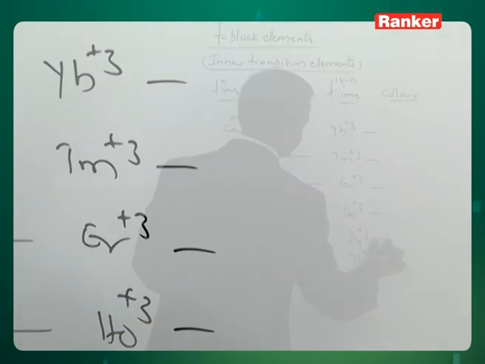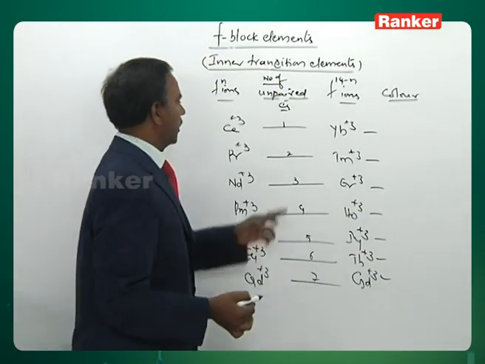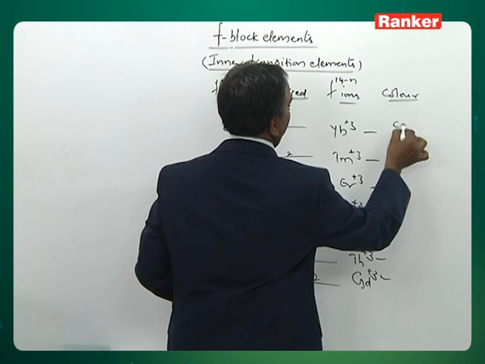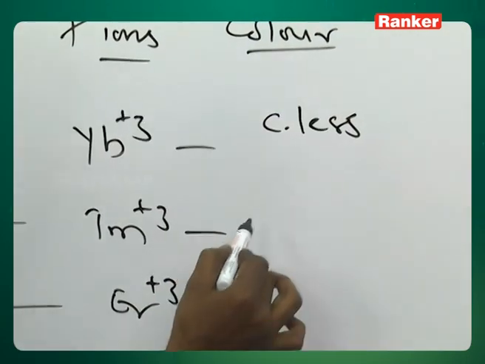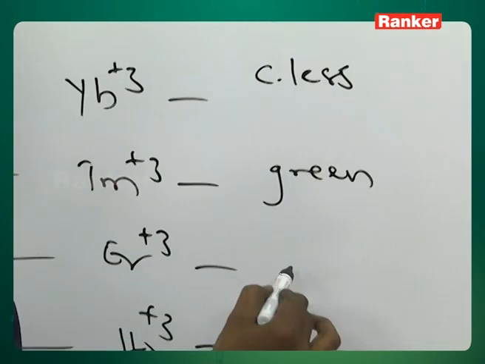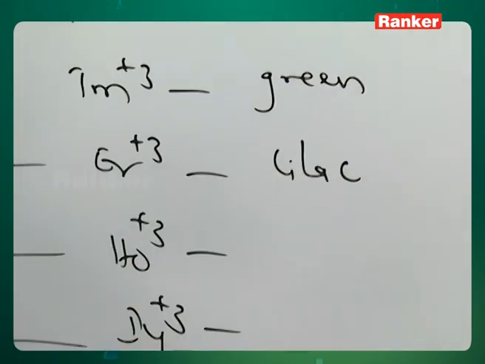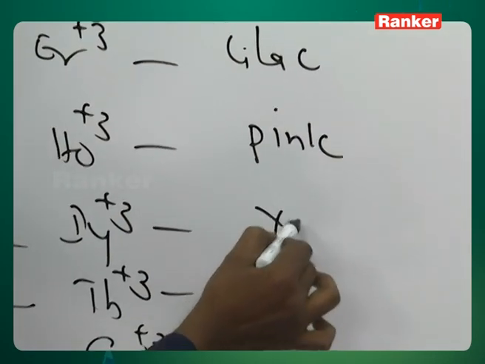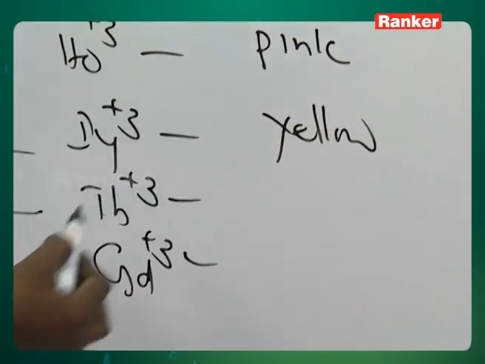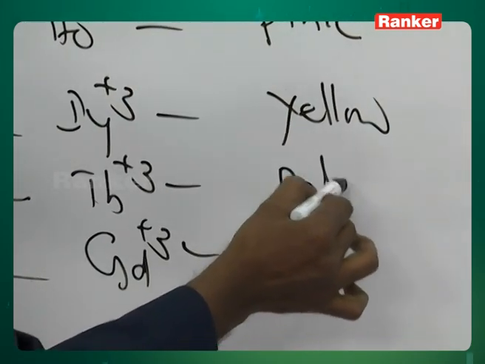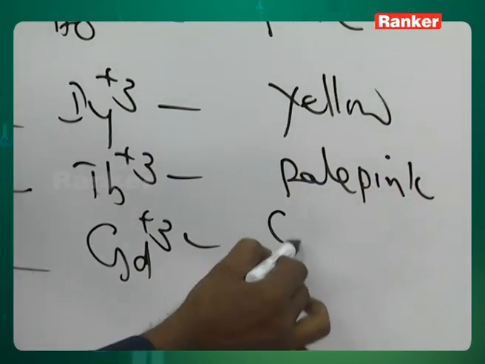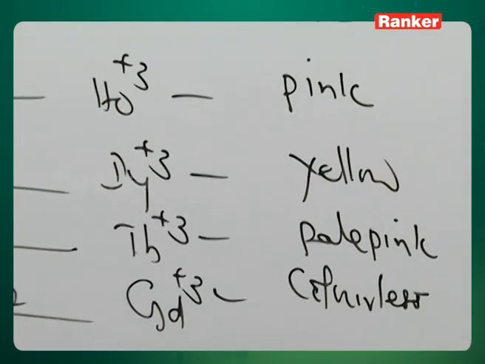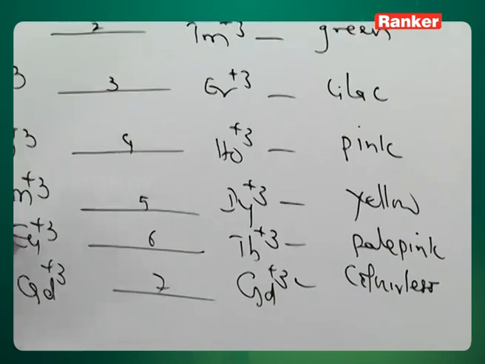Now look here. This f1 configuration I said is colorless, therefore the first pair is colorless. The second pair exhibits green color, the third one is lilac, the next one is pink, the fourth is yellow, then pale pink. The last one is also colorless, with 7 unpaired electrons. Like this, the 14 lanthanides we are making into 7 pairs.